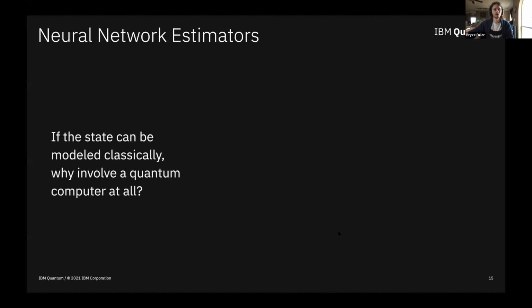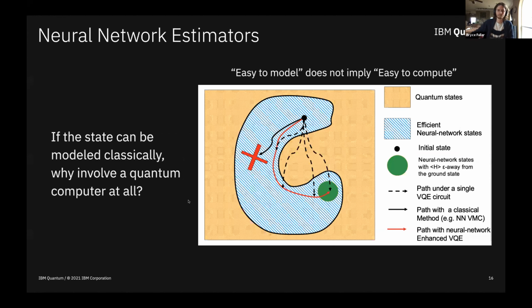Another thing is you might be tempted to say, if you can model this state classically at the end, which is not a given, by the way, there's certainly some systematic bias that occurs there. Why involve the quantum computer in the first place? Why not just be using these neural network models directly, right? And I would say the short answer is that the state being easy to model does not imply it's easy to find, right?